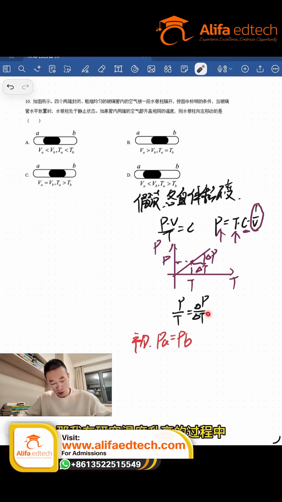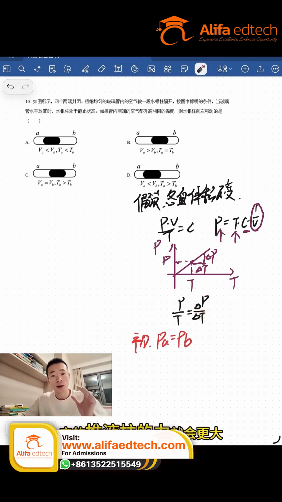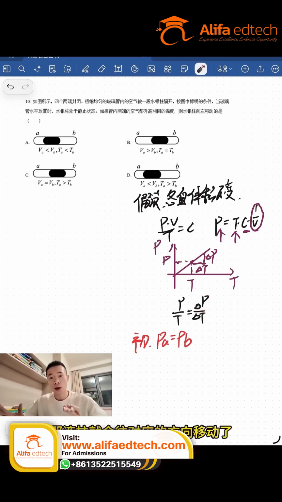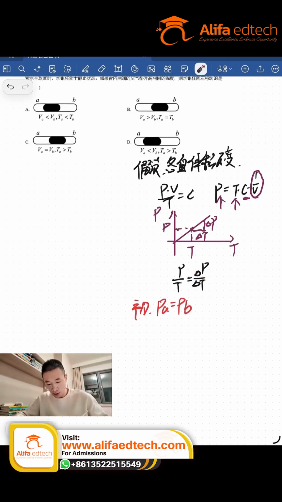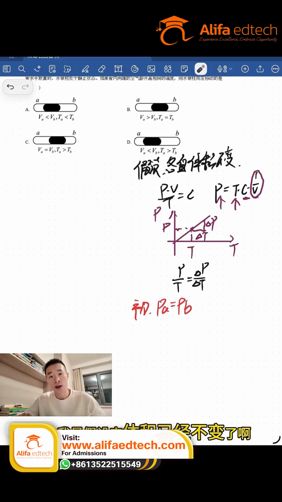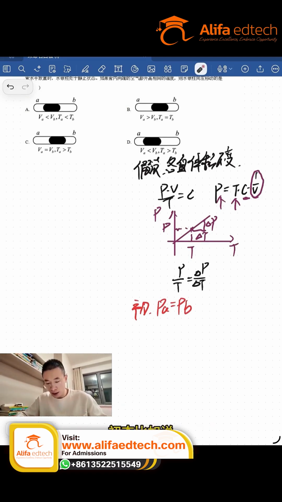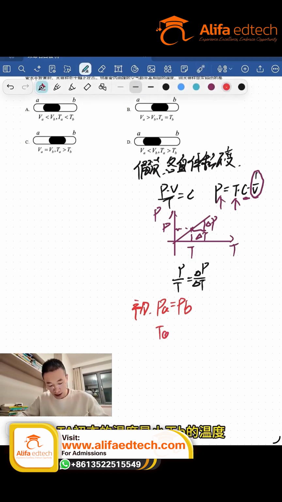Now, when I'm studying the process of increasing temperature, whichever side experiences a greater increase in pressure, the force pushing the liquid column in the final state will be greater on that side, so the liquid column will move in that direction, right? Now, let's take a look. Initially, PA equals PB. I don't need to worry about the volume because I'm assuming the volume remains unchanged. For example, in option A, the final temperature at A is less than the temperature at B. So what exactly should be the relationship between PA prime and PB prime?